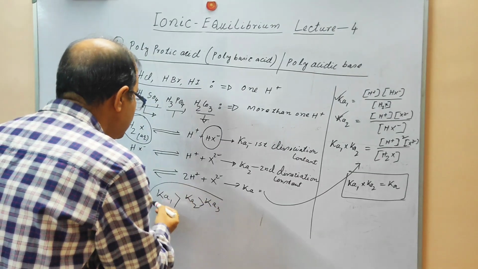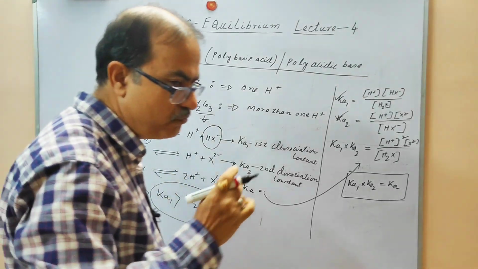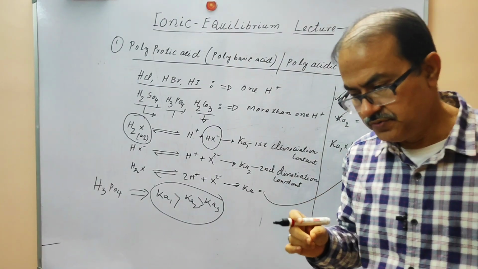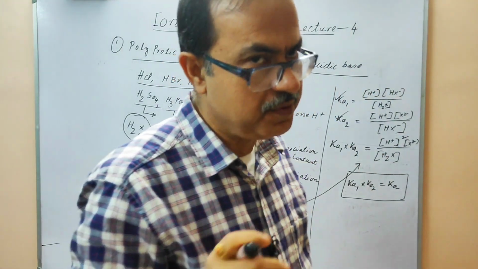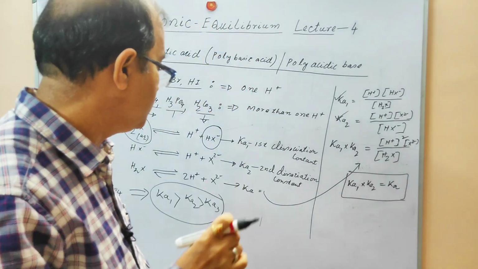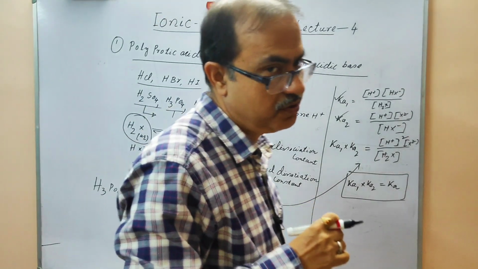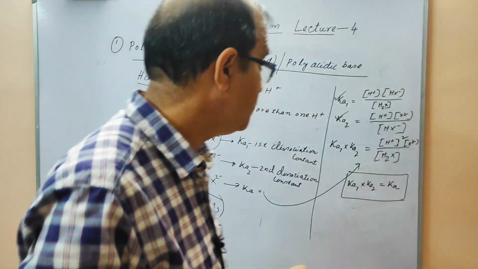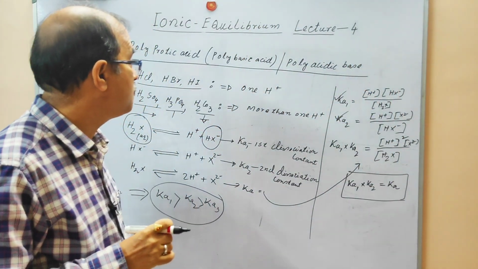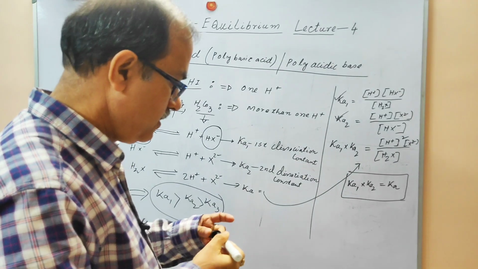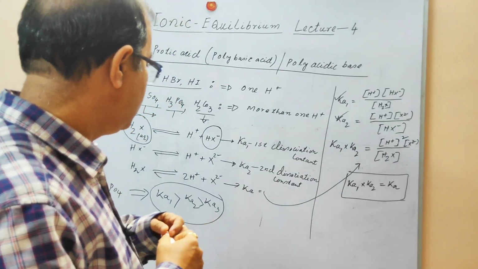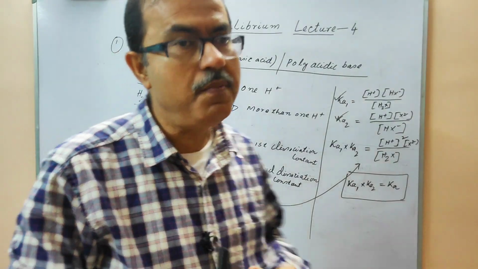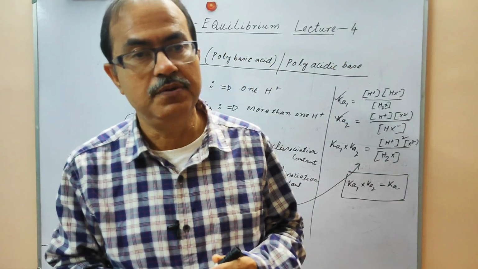So the dissociation constant depends on which stage the dissociation is being carried out. This is the first step from the neutral molecule, or this is the second step from the charged ion. So that is all for polyprotic acids. And a polyprotic acid is called diprotic or triprotic depending on how many H plus ions it liberates.